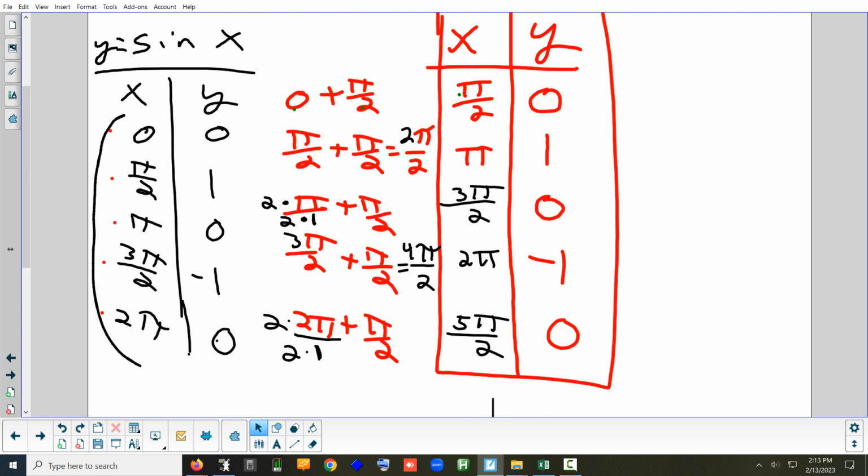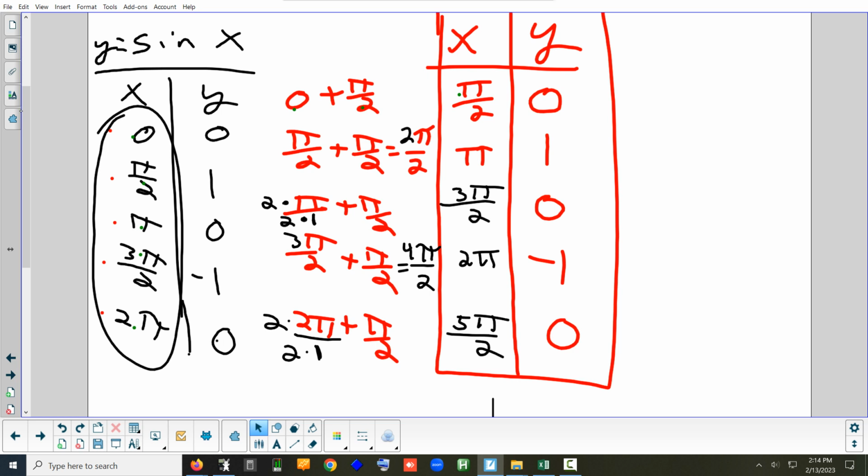What do we know about those x values right there? 0, pi over 2, pi, 3 pi over 2, and 2 pi. They're what? Like whole numbers. Well, pretend they were in degrees. 0, 90, 180, 270, 360. Yeah, they're all intervals of 90. These are all equally spaced.